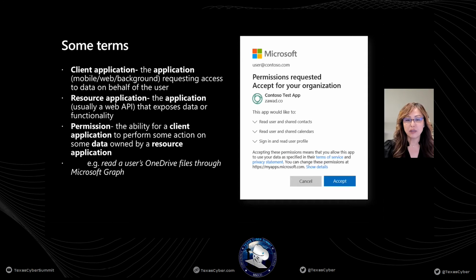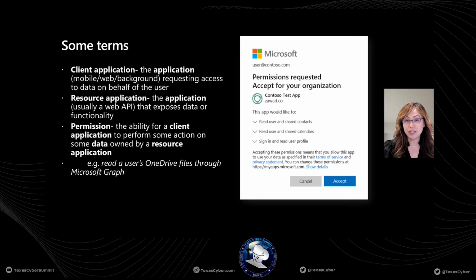Here we have a screenshot of this. Take a look. You may have seen this in your environment, where we have an application called Contoso Test App. This application would like to read and share user contacts, sign in and read user profile, and read and share user calendars. This is going through Microsoft Graph. Another example is OneDrive, where some application wants to read your files in OneDrive. This is what the dialog box is going to look like. Oana will be showing you a demo later and walk through these.